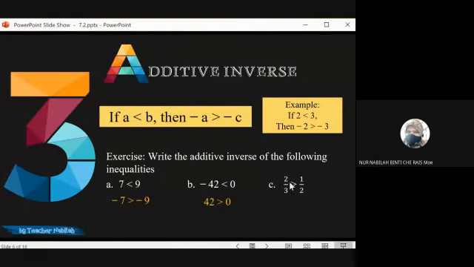How about this one? 2 over 3 more than 1 over 2. This is a fraction, so it is the same, you just put the negative. Negative 2 over 3, the symbol changes, more than will become less than, negative 1 over 2.